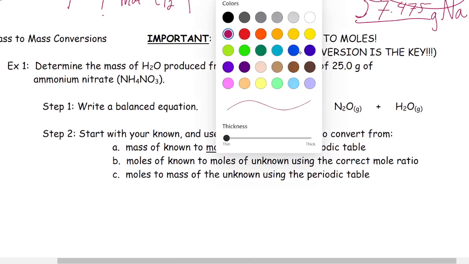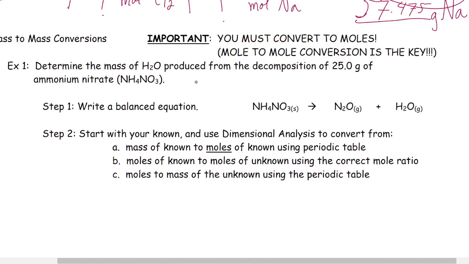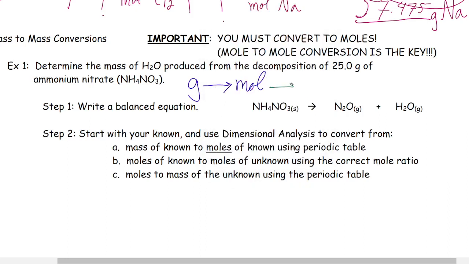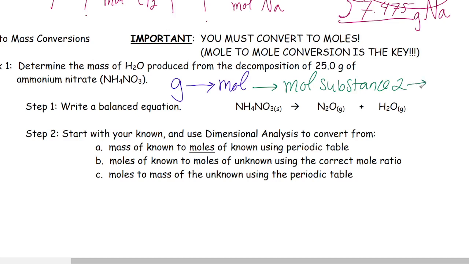I'll write it in purple. You're going to start with something given to you in grams. So in this case, I have 25.0 grams of ammonium nitrate. You need to convert grams of your given substance into moles of your given substance. From moles of your given substance, you can convert that into moles of substance 2. And then you can go from moles of substance 2 into grams of substance 2.